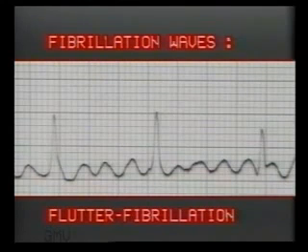Note that each F wave occupies less than 4 small squares. So the rate is around 400 per minute, which is beyond the range of atrial flutter. So this is not flutter but flutter fibrillation.